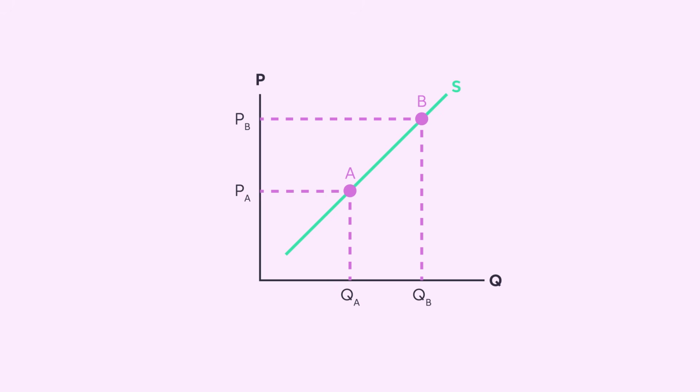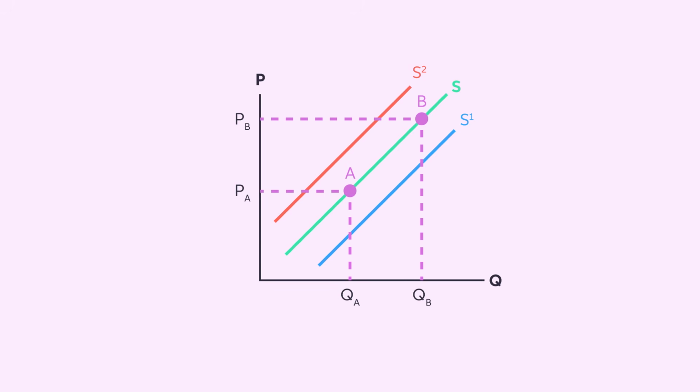The second type is a shift of the supply curve. The shift could be an increase of supply where the supply curve S shifts to the right to S1, or a decrease of supply where the supply curve S shifts to the left to S2. This happens when there is a change in supply determinants other than price. For example, we know an increase in input costs reduces supply. This would show up in the graph as the shift from S to S2.